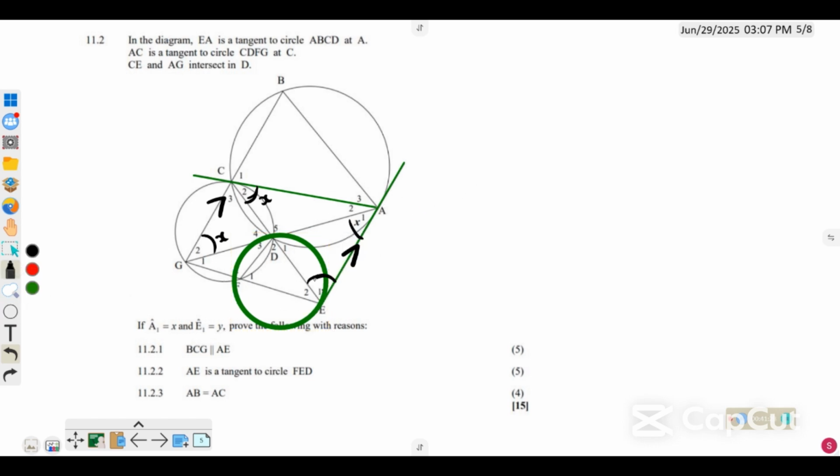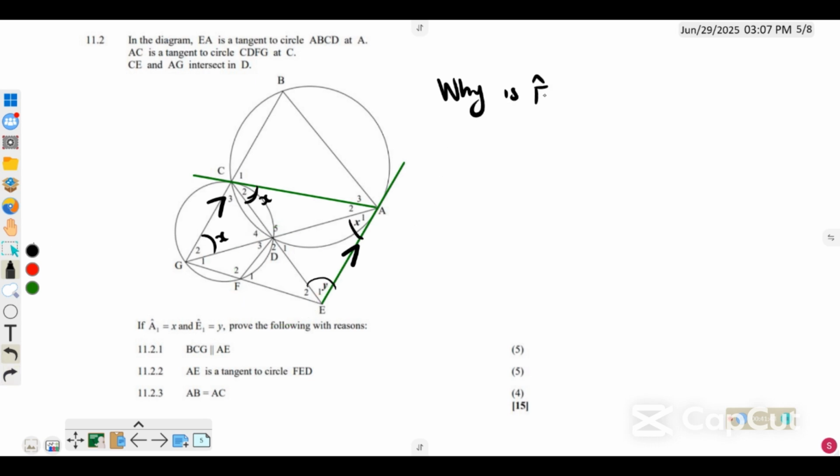If you can prove that this angle E1 is equal to that angle F1 there, because it looks like the converse of the tan chord theorem, then you have successfully done that. You have successfully proven. So let's go ahead. Now the question is why?